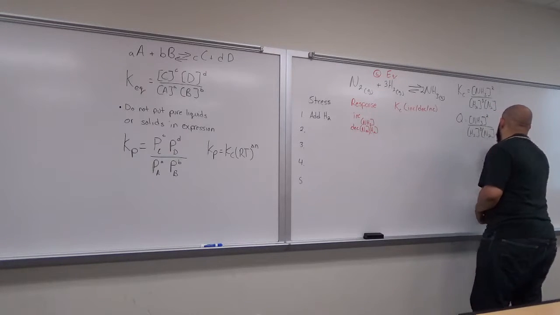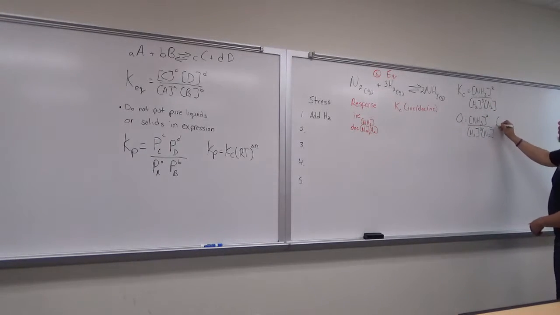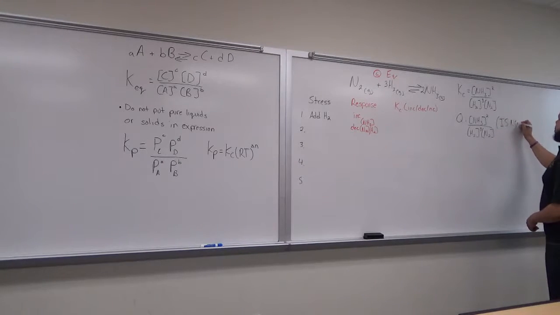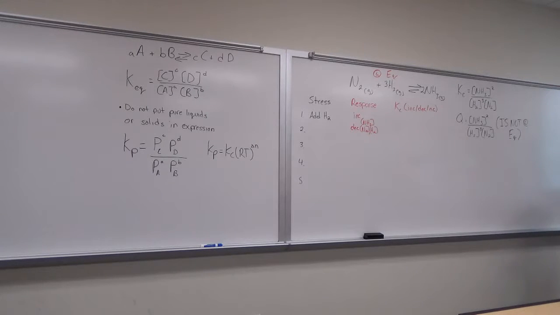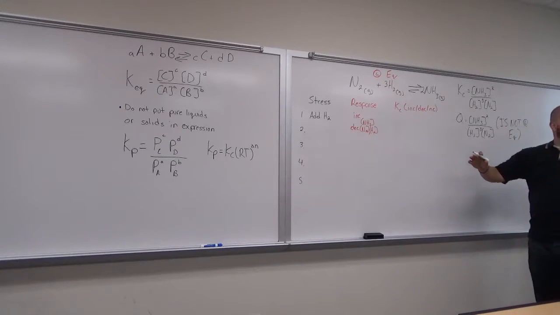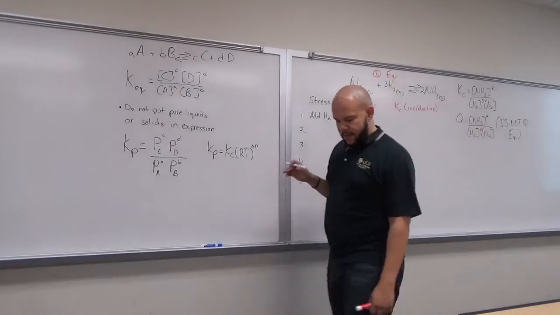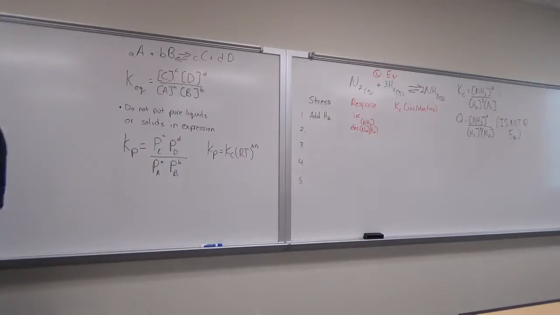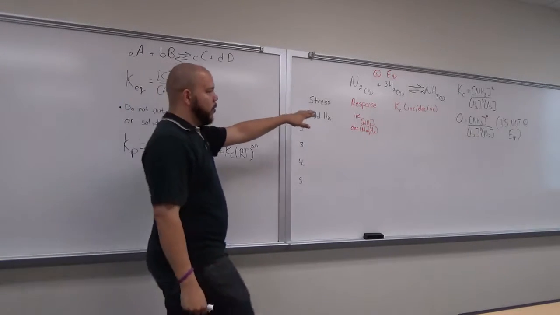The only difference is that Q is not at equilibrium. When you see Q, we're talking about at a time before equilibrium is established, such as when this occurs, right? So let's say we were at equilibrium before we did anything. The moment we add H2, we have now gone to Q.